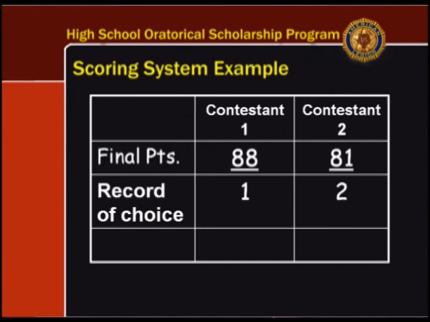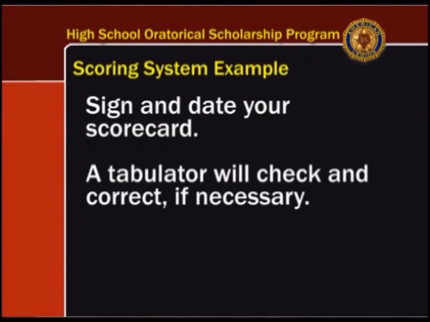In this example, then, this is on the actual score sheet, contestant 1 had 88 points and contestant 2 had 81 points. Now comes the next part of the scoring, which is very critical. You have to give your record of choice. In other words, who did you see as taking first place, second place, third place, and so on. Your first place should have the highest raw score. Your second place should have the next highest raw score. If that's not the case, we will return your scorecard to you and ask you to fix that so that your highest score reflects your first record of choice on down the line.